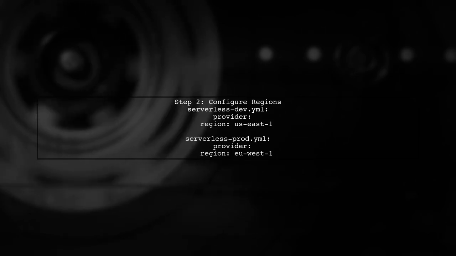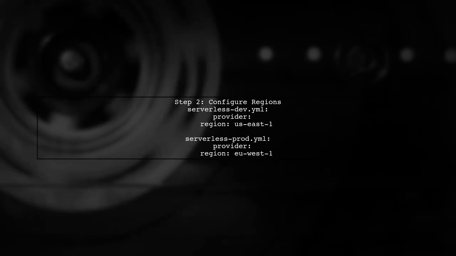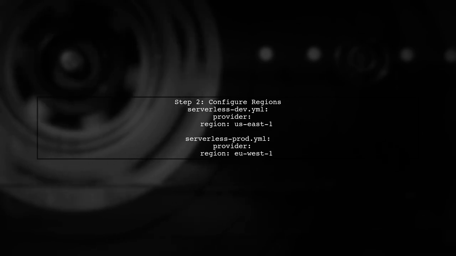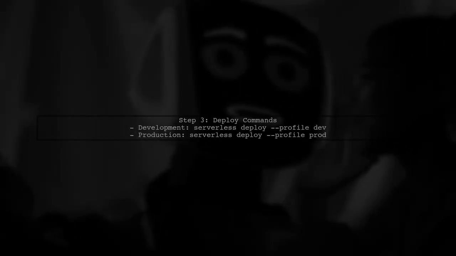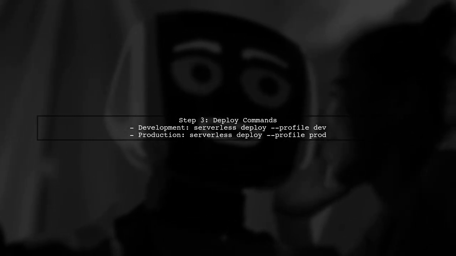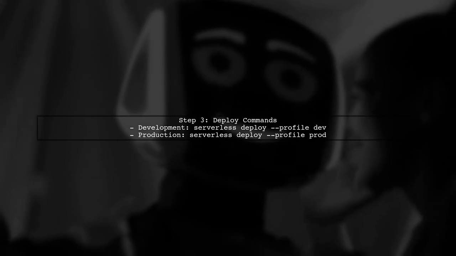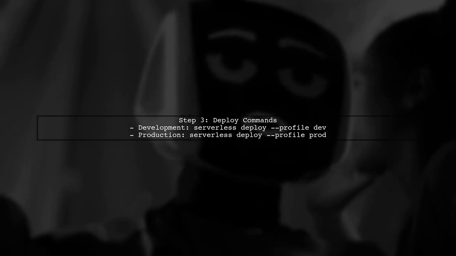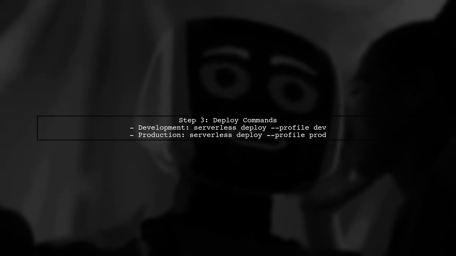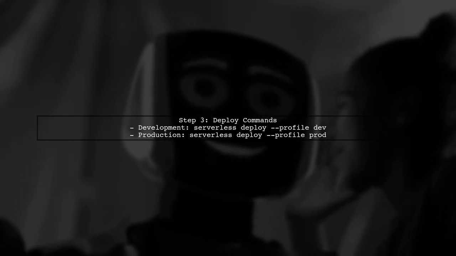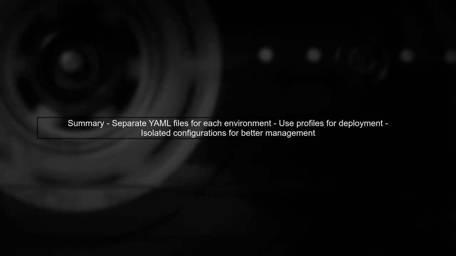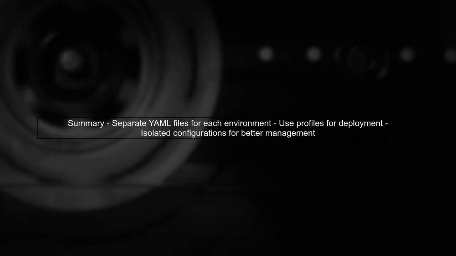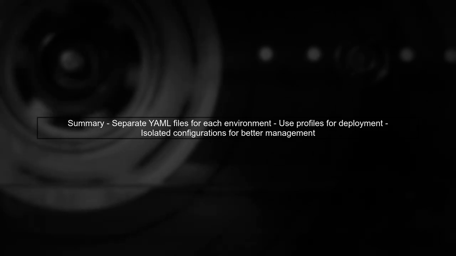For example, you might want to deploy your dev profile in US East 1 and your prod profile in EU West 1. Now, to deploy your service, use the command line with the appropriate profile. For development, run serverless deploy --profile dev, and for production, run serverless deploy --profile prod. This setup allows you to easily manage different environments, ensuring that your development and production deployments are isolated and configured correctly.